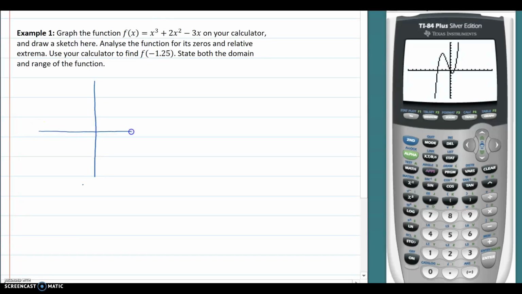Okay, we're going to sketch that graph here, and it seems to go through the origin at least. And it does something like this. Okay, it doesn't have to be very accurate, but that seems to be pretty good.